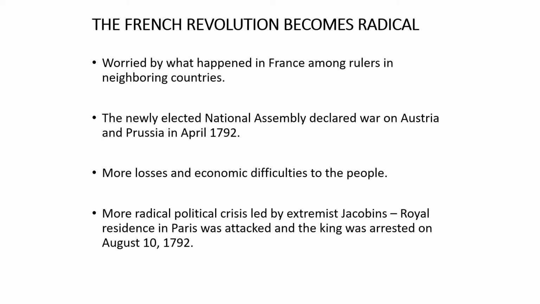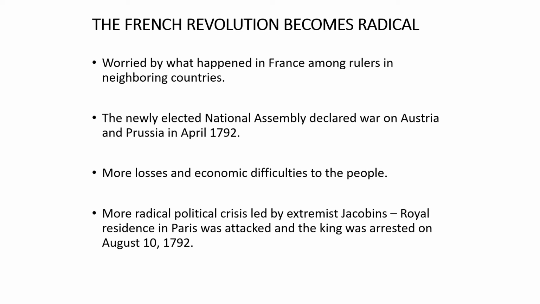However, in April 1792, the newly elected National Assembly suddenly declared war on Austria and Prussia, and France also defeated them. But the war brought France more losses and economic difficulties to its people. At the same time, within the country, that is on the domestic front within France, the political crisis took a radical turn when a group of insurgents led by the extremist Jacobins attacked the royal residence in Paris and arrested the king on the 10th August 1792.